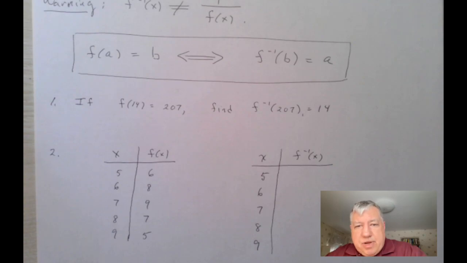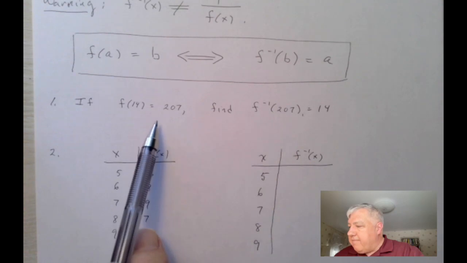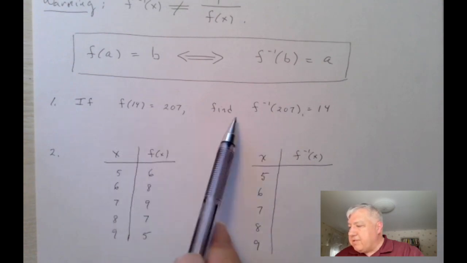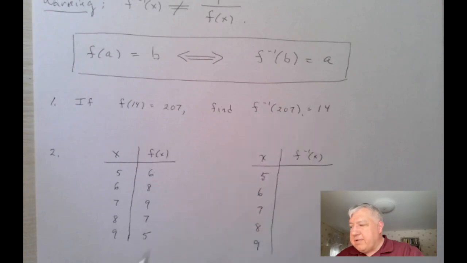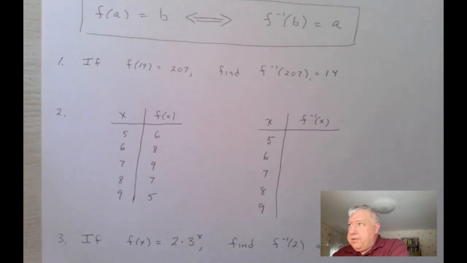Now, obviously, if you wanted to find f inverse of some other number, we'd need more information, right? But this is okay. If we know what f of 14 is, f of 14 equals 207, the opposite of that is f inverse of 207 is 14. So let's do just a few examples here.